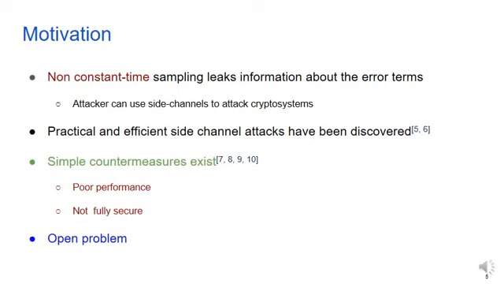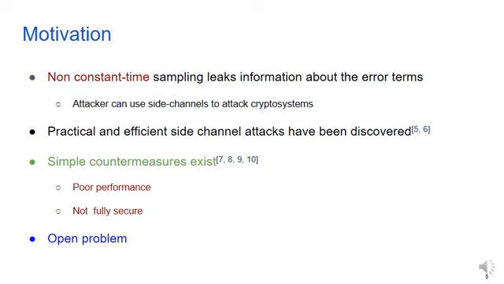There are in fact very efficient and practical side channel attacks on lattice-based signature schemes that exploit this vulnerability of discrete Gaussian samplers. Of course, there are some simple countermeasures, but they perform poorly in practice or do not provide adequate security. In fact, sampling efficiently and securely from discrete Gaussian distribution has been an open problem for a long time.